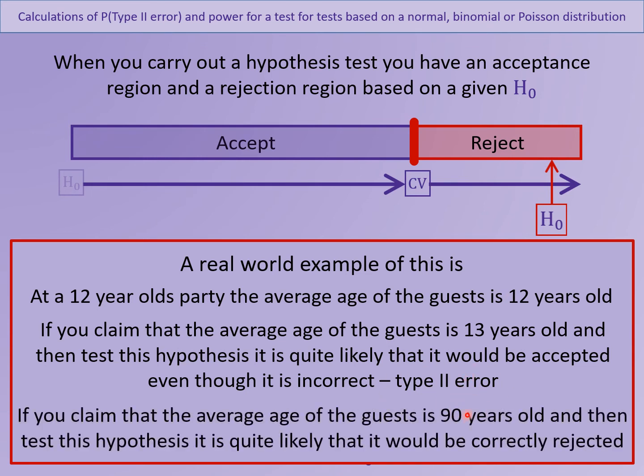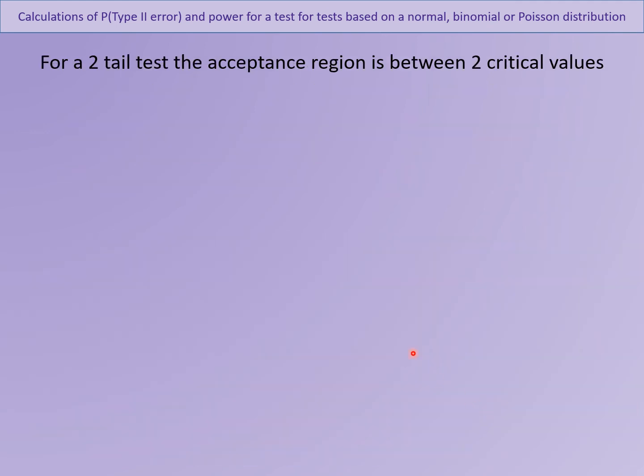Whereas if the opposite is true, if the claim on average age is 90 years old, then you test it, and it's very, very unlikely that it would be 90, so you're unlikely to accept it by mistake. So the closer it is to the actual age, the higher the chance you make a type 2 error. That's what it meant a minute ago.